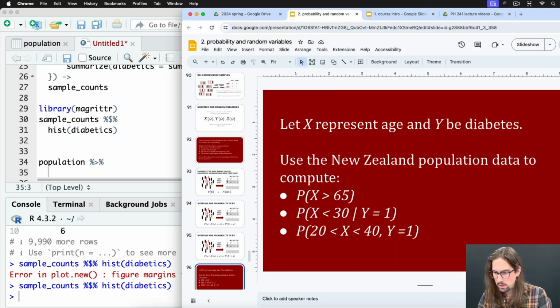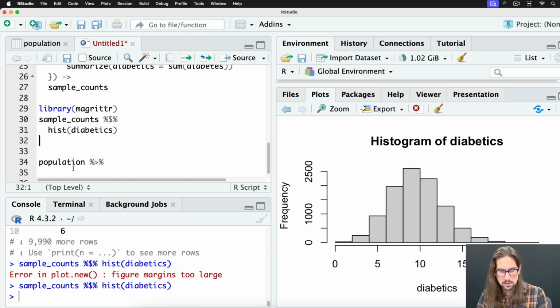So the first one is what? The x. So x is age. So all we have to do is count how many people are older than 65. Let's do it.